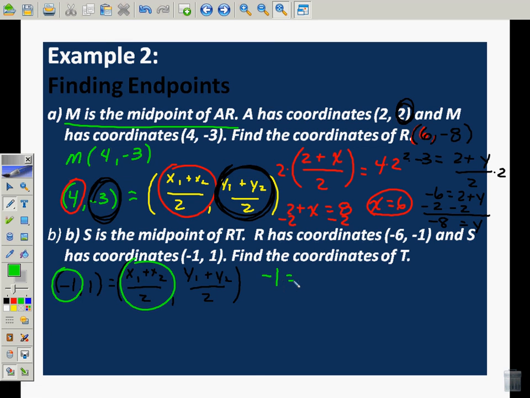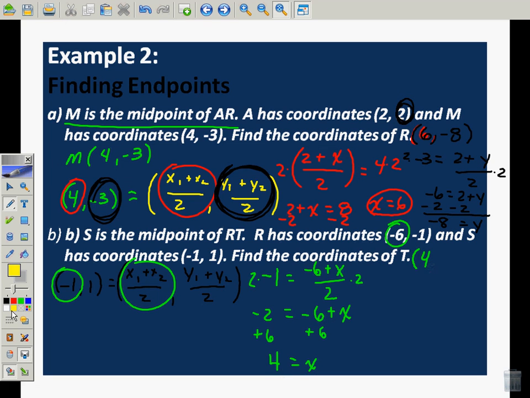x1 plus x2. Now, where do I get this? R has the coordinate negative 6. So I'm going to say negative 6 plus one of the coordinates I don't know, x, over 2. Multiply by 2 on both sides. Negative 2 is equal to negative 6 plus x. I'll add 6 to both sides. So I've got 4 is equal to x. So my coordinate for the first one is 4.